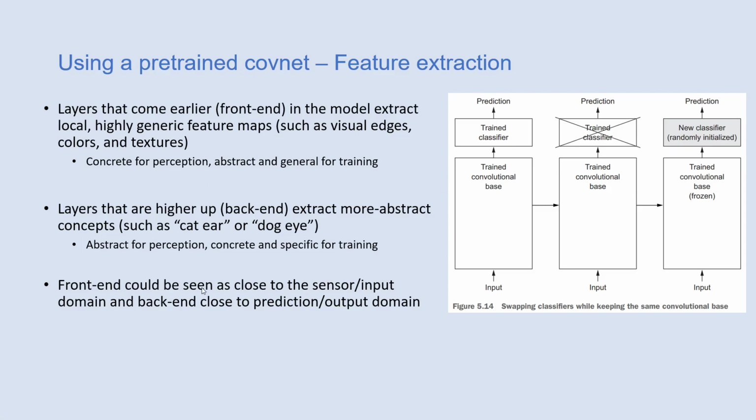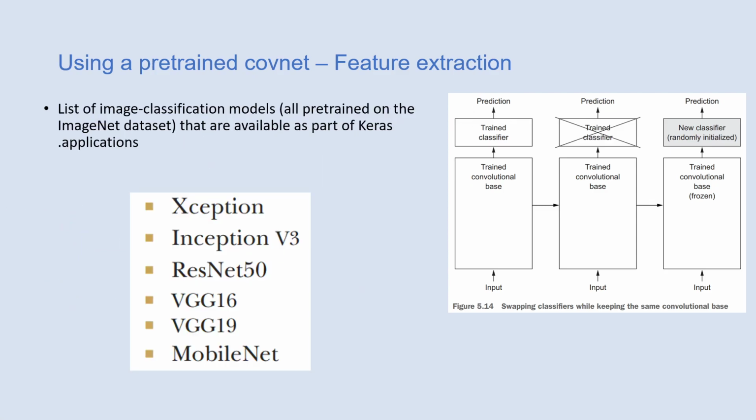Front end could be seen as closer to the input sensors, while the back end is closer to the output domain. These are some of the pre-trained models that are available in Keras, which you can also use in the Matlab deep learning toolbox as well.